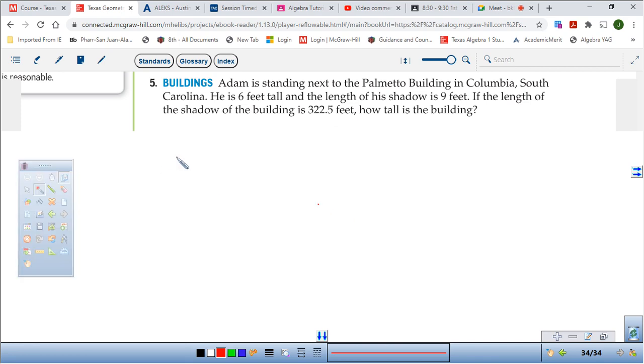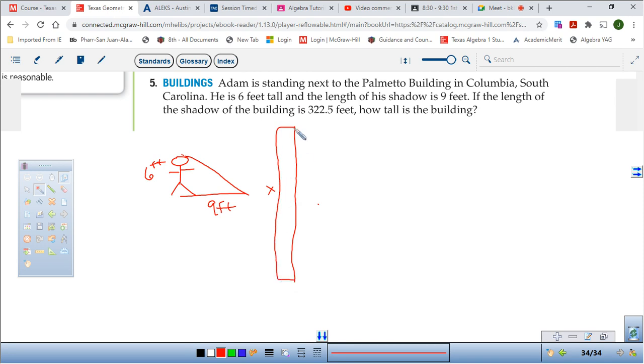Okay, so I'm going to come out here, ready? I'm going to draw this cheap guy. Forgive me, I don't know how to draw that well. All right, that's his height, and then his shadow is 9 feet. His height is 6 feet. Now, when it comes to the building, we don't know. The building got real tall, like a cheesy, weeny building. I'm trying to draw the same angle here, okay? Its shadow is 322.5 feet. You okay with that one?